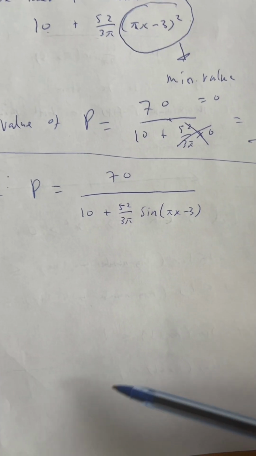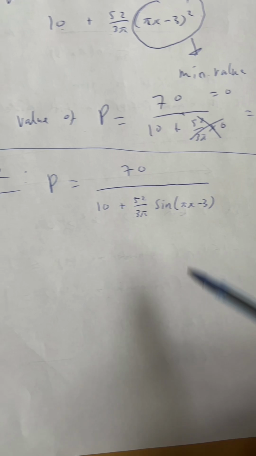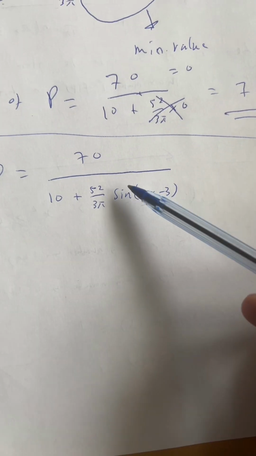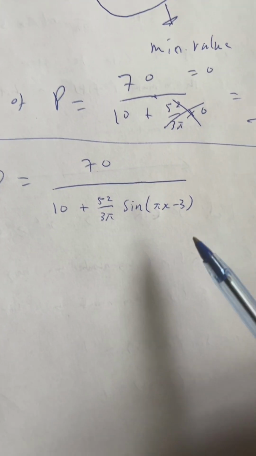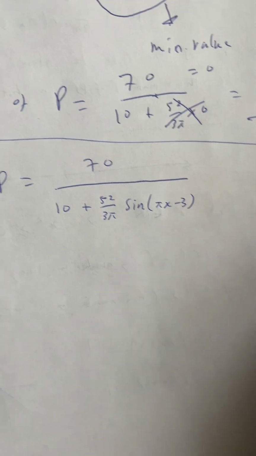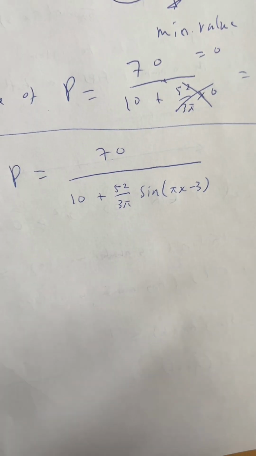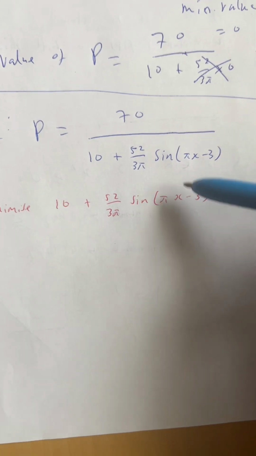Now then, let's look at model 2. Again, a very similar principle. I want to maximize this fraction, so I need the top to be as big as possible, but again, 70 is fixed, you can't do that. But I need the bottom to be as small as possible, so I need to minimize the denominator. So again, minimize this denominator.